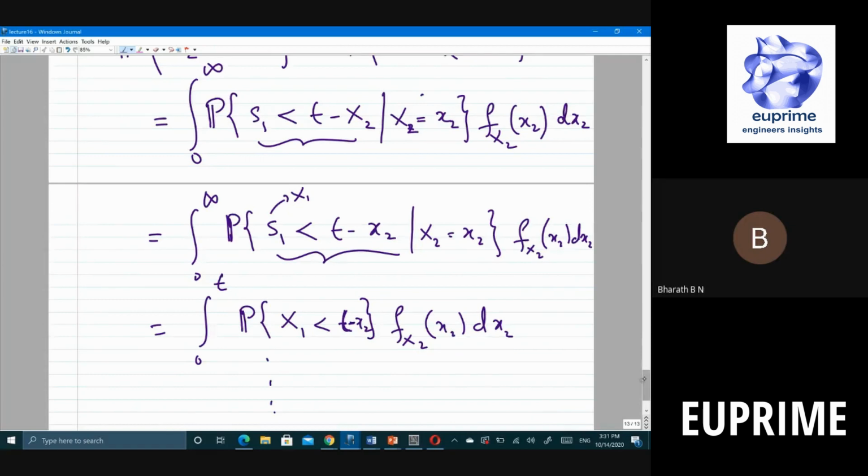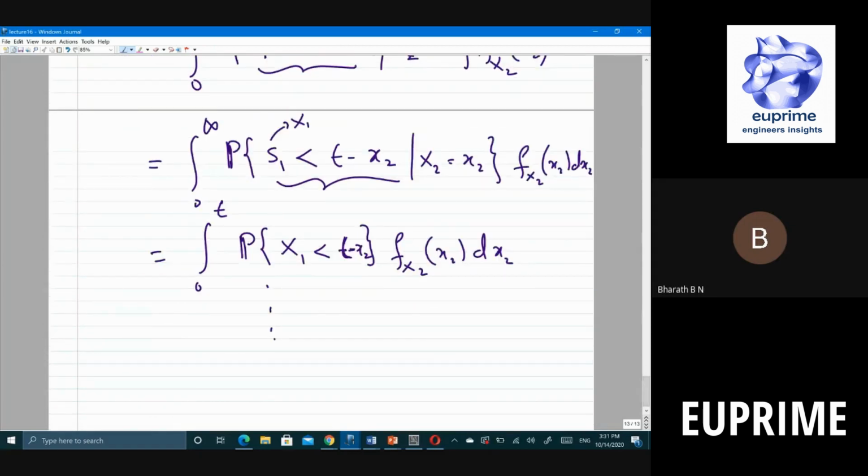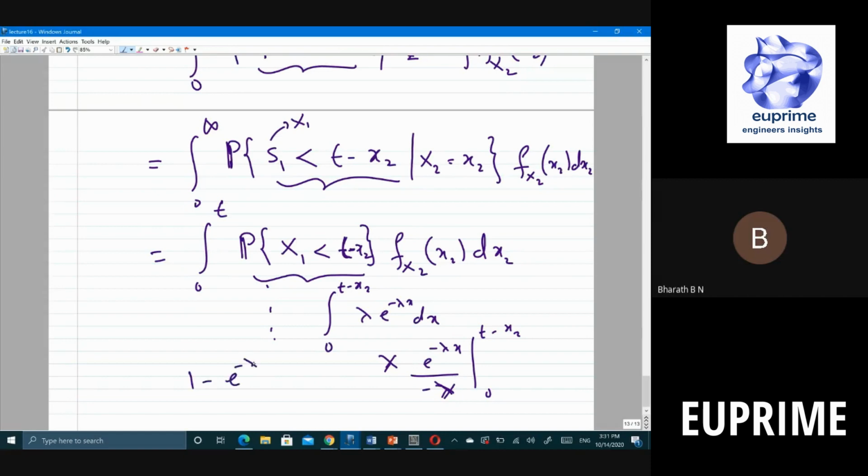So it turns out, do you want me to do this? What is this? This is nothing but the integral from 0 to t minus x2 of lambda e power minus lambda x dx. So that is lambda e power minus lambda x by minus lambda, from 0 to t minus x2. So lambda cancels. It's 1 minus e power minus lambda (t minus x2), right?